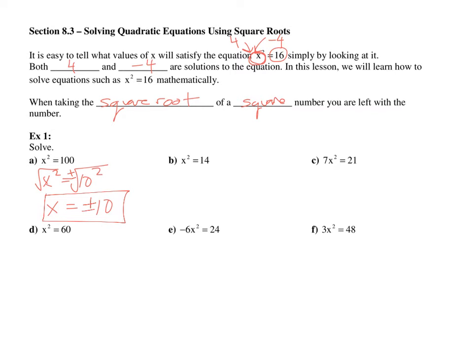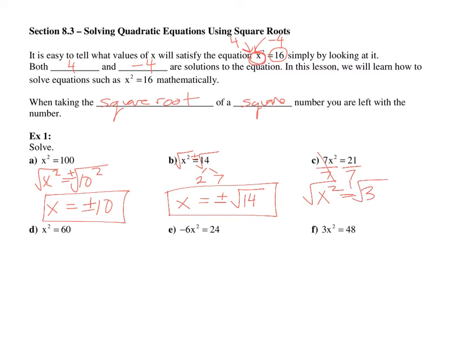Sometimes the number that you're taking the square root of cannot be rewritten as a square. So we apply the prime factor tree. 2 times 7. There are no pairs, so your answer simply is positive negative square root of 14. For the next one, divide by 7. X squared is equal to 3. Take the square root of both sides, include the positive and the negative case, and your answer just is positive negative square root of 3.